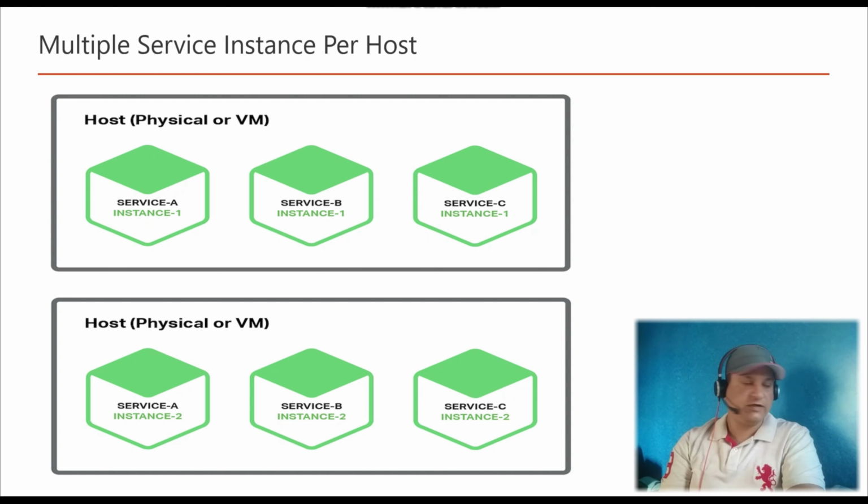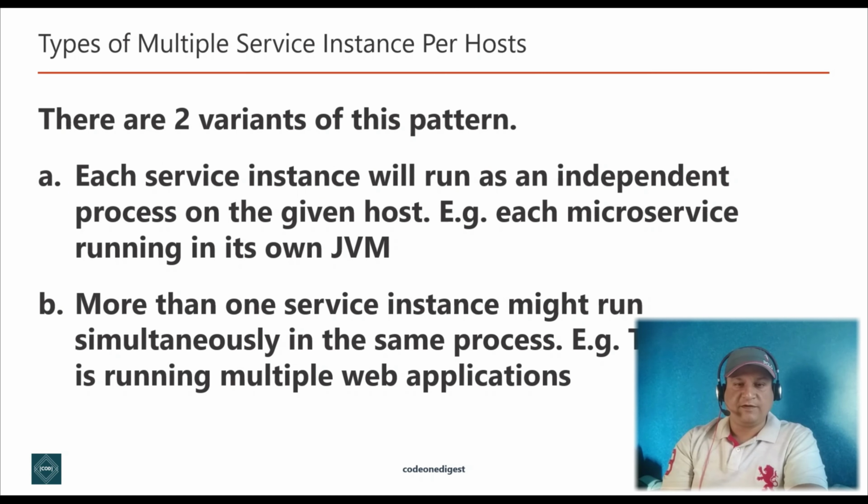If you see, we have two different host machines or VMs, and in those host machines, we have service A, service B, and service C. Their instance 1 and instance 2 are running on two different hosts. So this pattern says you can run different instances of different services on one host. Like this, you can share the resources between these services. In this way, you can efficiently and optimally use the resources on a given host. Right, friends?